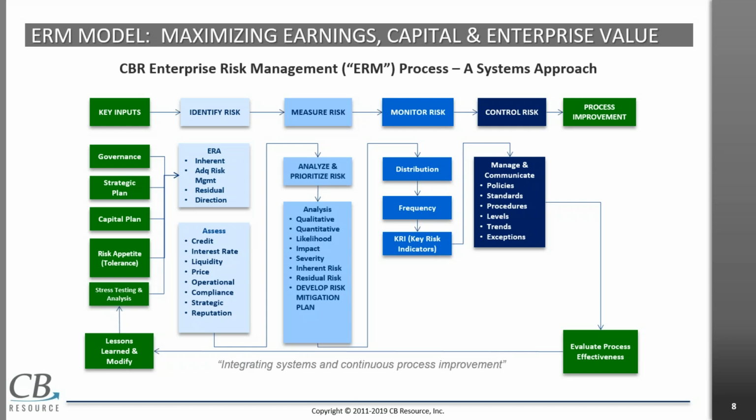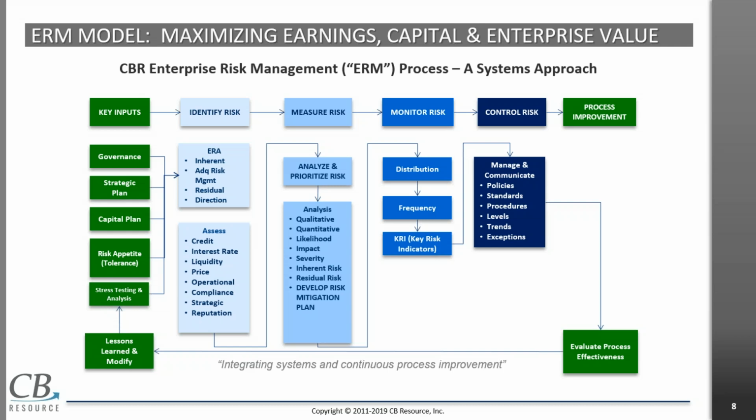So when you think about it from a flowchart standpoint, implement governance, and we'll talk about that a little further. When you think about identifying risk, that's really all about your enterprise risk assessment process, right? So it's defining the inherent risk, adequacy of risk management, residual and direction of risk by however you frame your risk categories.